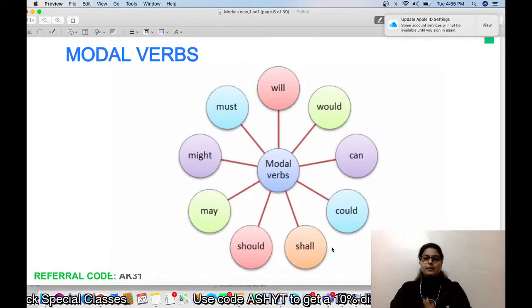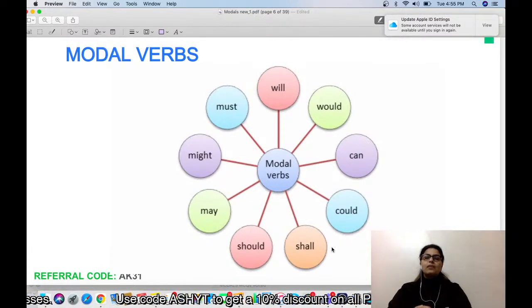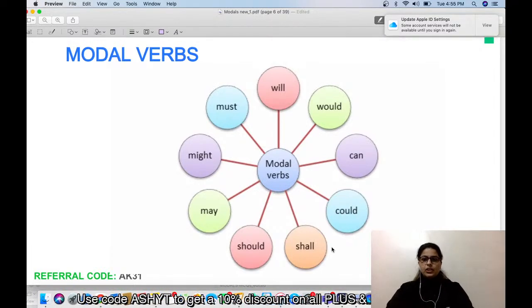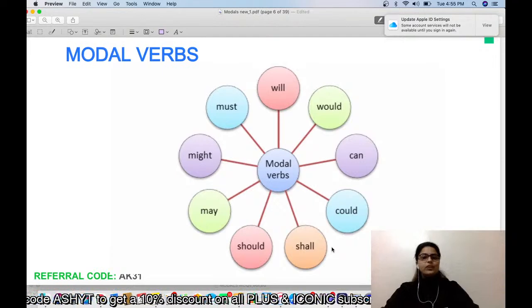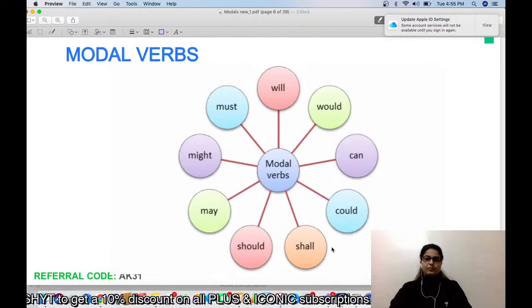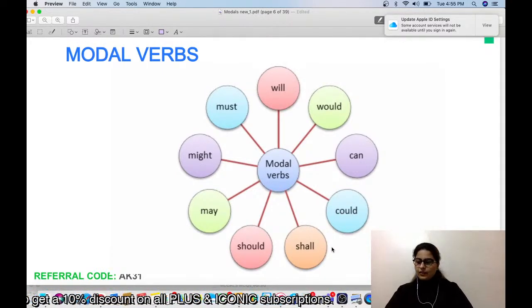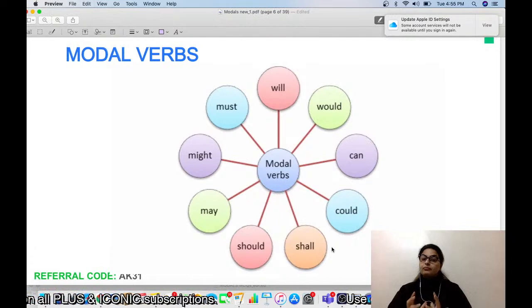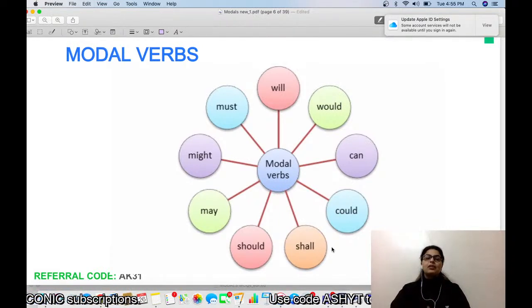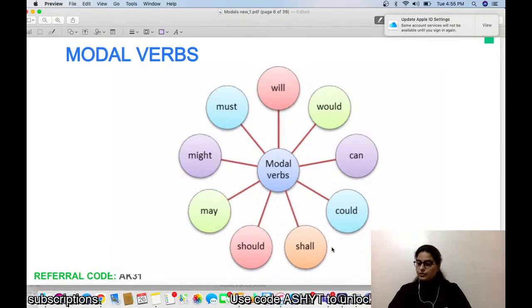Okay, now you tell me a modal we need in order to talk about something which is compulsory. So when I would like to tell you that, look, this is compulsory, which modal verb should I use? Very good, Harvinder. Must. Very good. So we need to use must when we would like to make something mandatory, something compulsory. Very good, children.